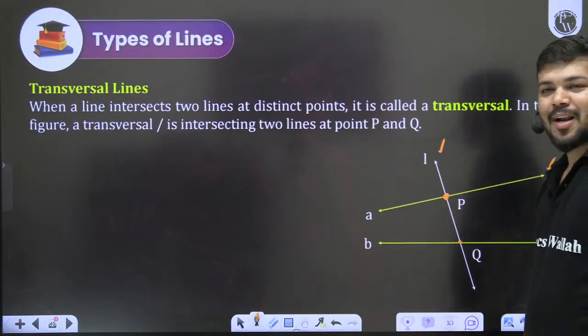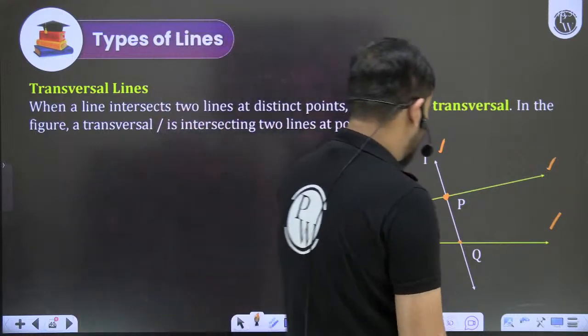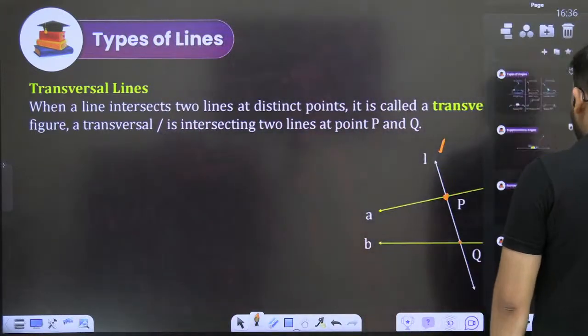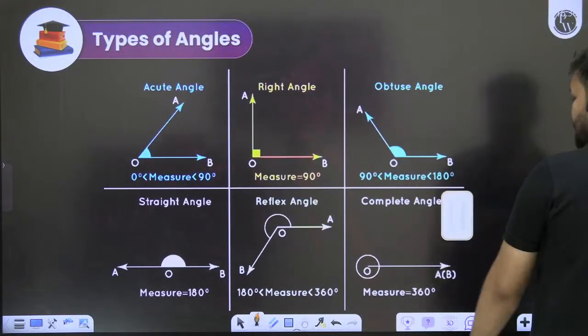Sir, polynomial. We'll discuss the polynomial. Wait. After this, lines and angles. Done. Yes, these are the different types of lines that will be there in your syllabus, right?